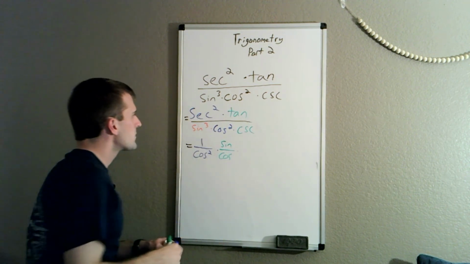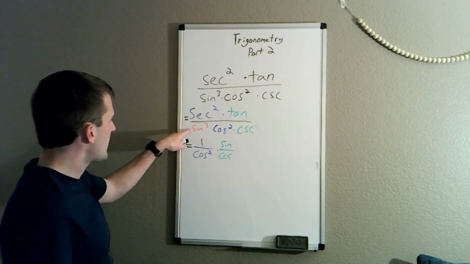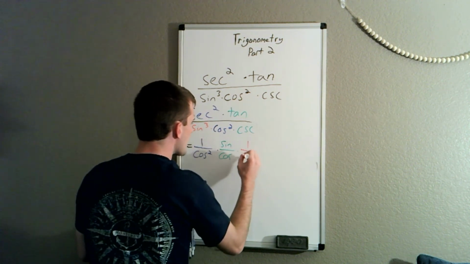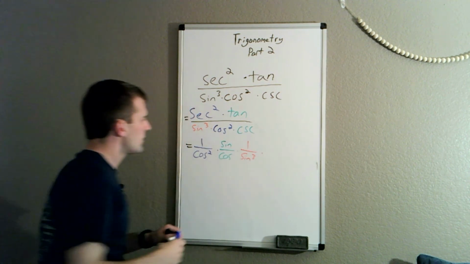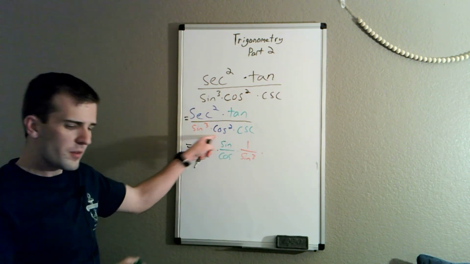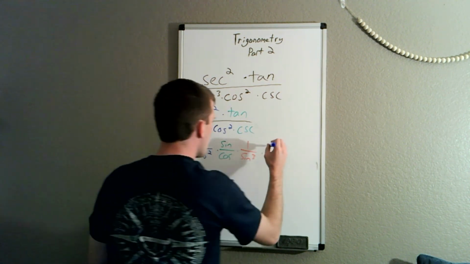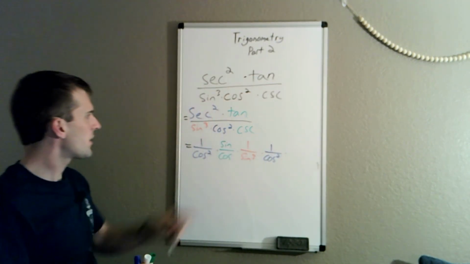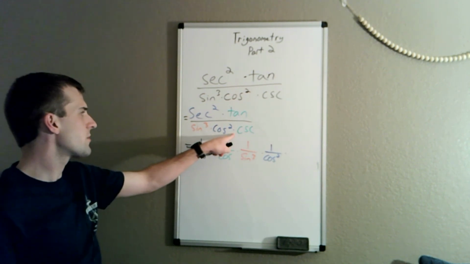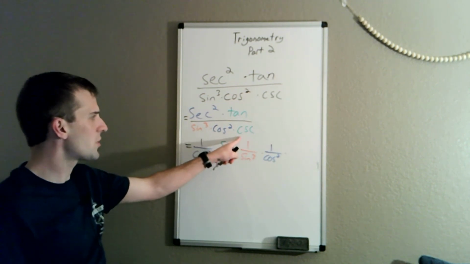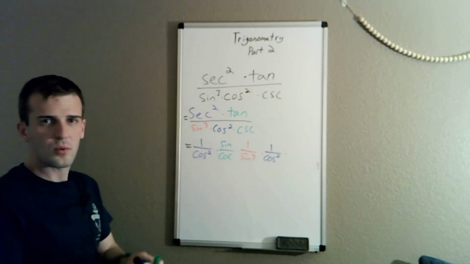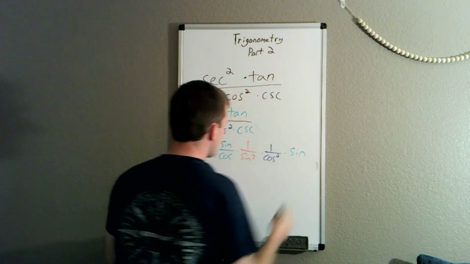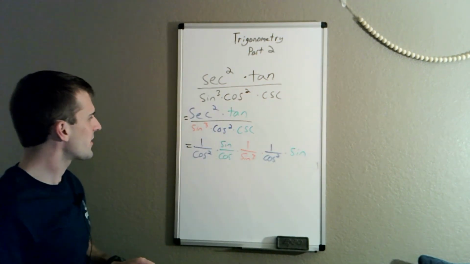And then we have sine cubed on the bottom times 1 over sine cubed. And then we have cosine squared on the bottom. Cosine squared. And then we have cosecant. 1 over cosecant. And we said cosecant was 1 over sine. So this is going to equal just sine on the top. Times sine. And let's see if we can cancel anything.